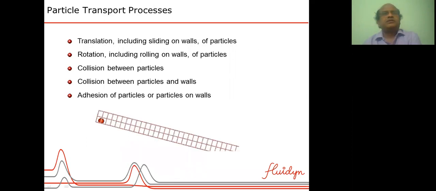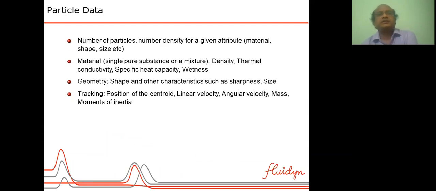So in this model, we need to consider various forces and movements like translation, including sliding on the walls, rotation, collision between particles and walls, or adhesion of particles on the walls. Normally the inputs required are the number of particles or number density, other material properties, the geometry or shape of the particles, and so on.